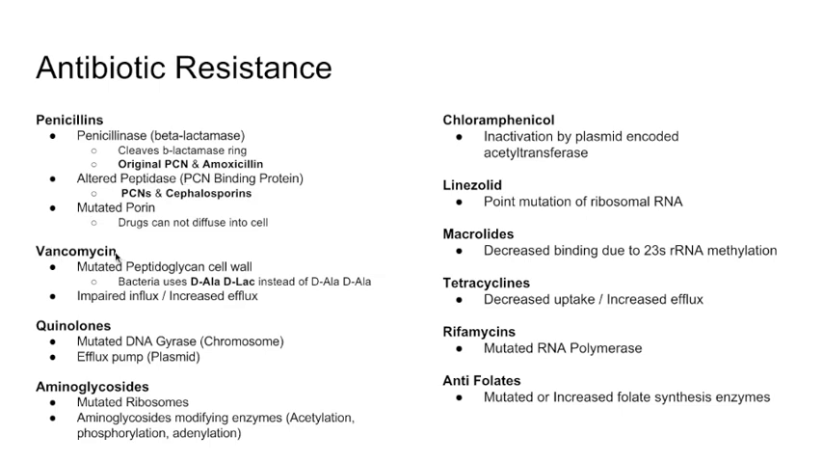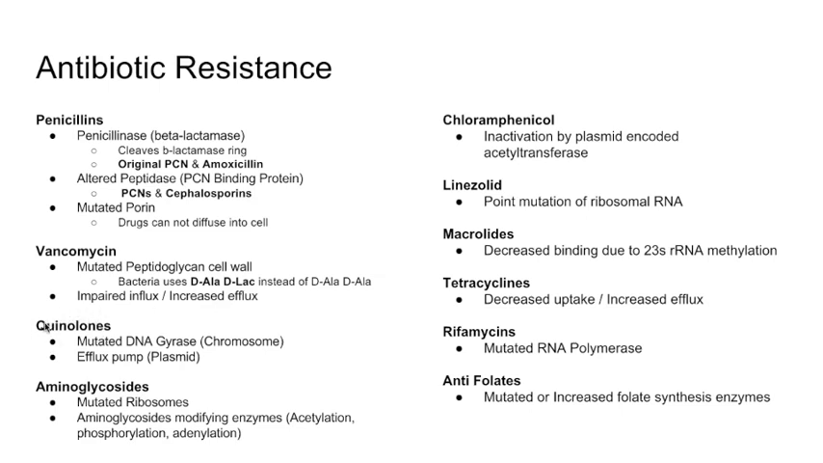For vancomycin, do you guys remember how vancomycin works? Yes, it binds D-Ala, and it prevents the peptidoglycans from binding together. So for the mechanism of resistance for vancomycin, it uses D-Ala D-lactate. So the bacteria use this cross-link instead of the D-Ala D-Ala, and you get a mutated peptidoglycan cell wall. Also, you have some impaired influx, so the antibiotic can't get into the cell, and increased efflux, so the bacteria kick vancomycin outside of the cell.